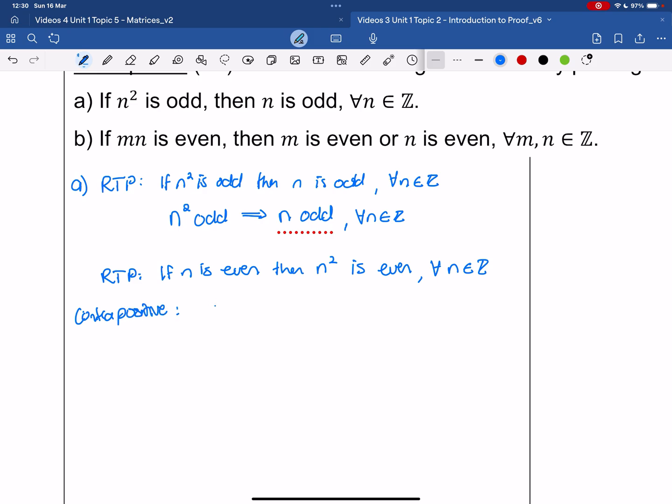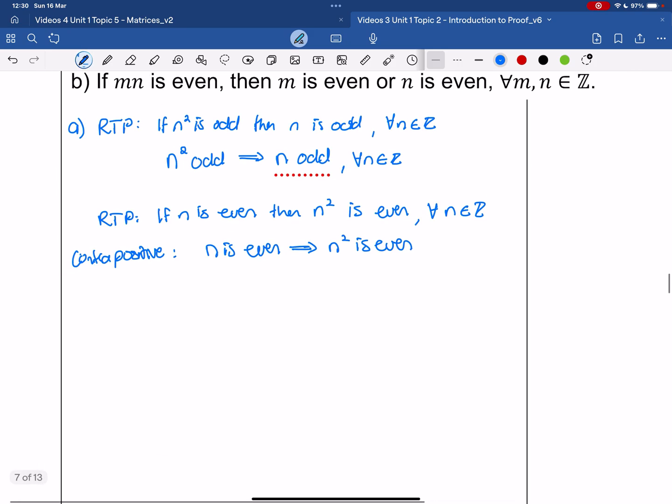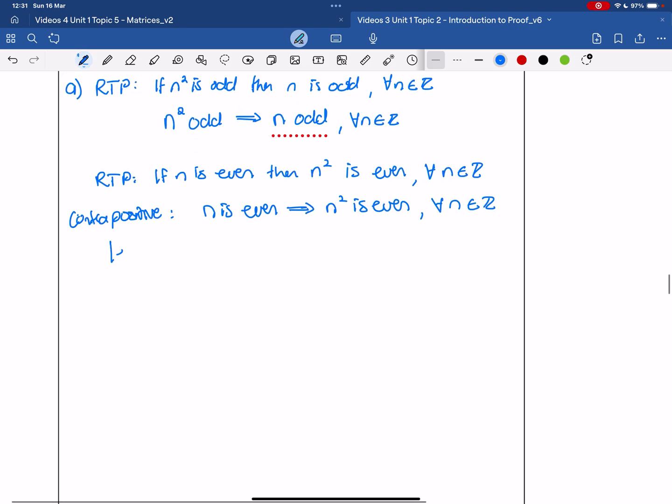implication looks like this. N is even implies that n squared is even for all integer values of n. All right, so let's have a look. We're going to let n be an integer and n is even.